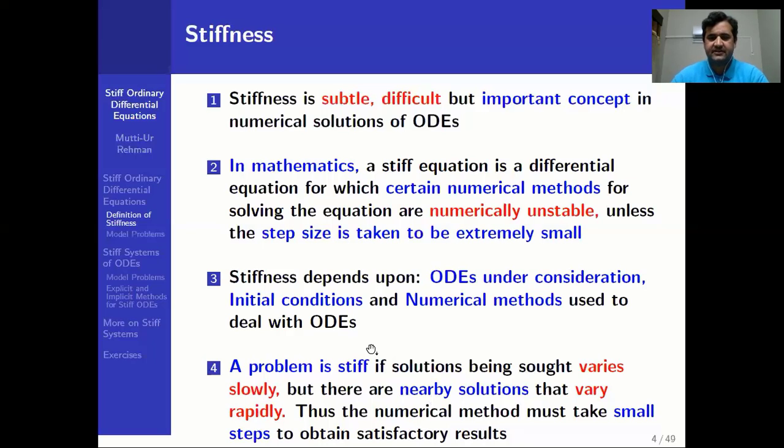At the initial stage, across some subintervals, if you take very small time steps, then your solution will move very slowly compared to if you take a larger step size. Then of course you can have solutions which vary very rapidly, so it can be kind of oscillations and so on. Thus your numerical method must take small steps in order to obtain better results.